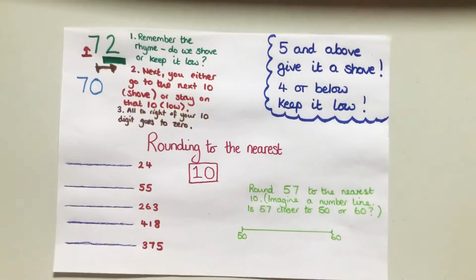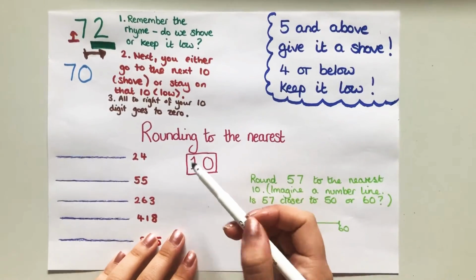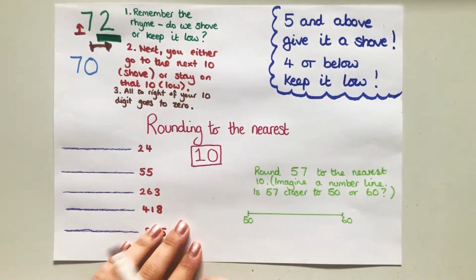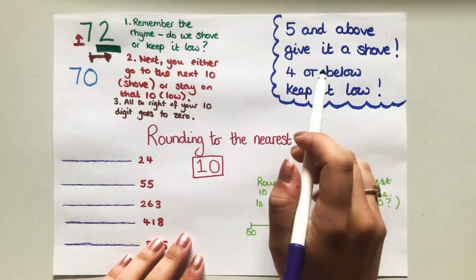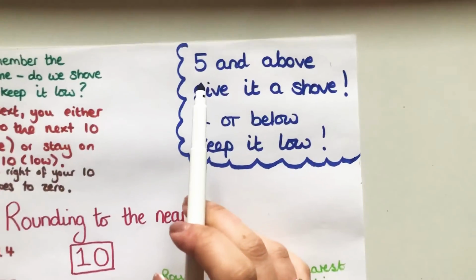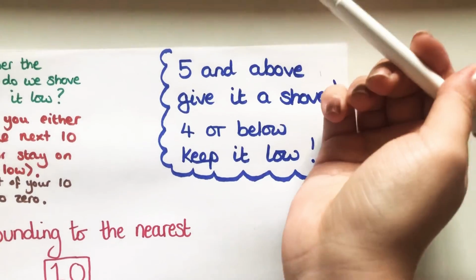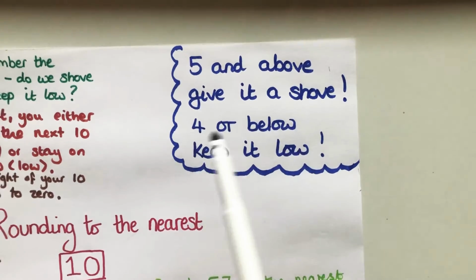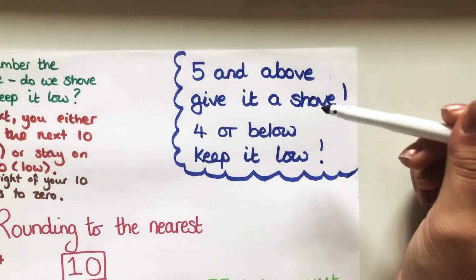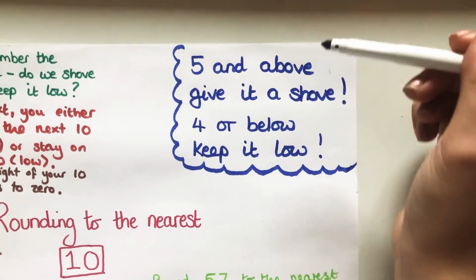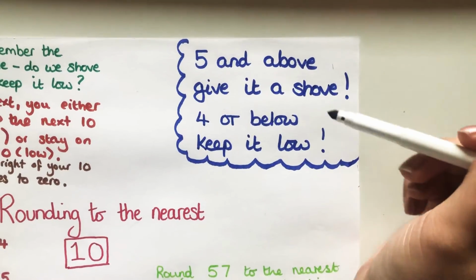I thought I'd do another maths video today, and today we are looking at rounding to the nearest 10. So rounding to the nearest 10. Now there are several ways to think about rounding, but I'm going to start off with the rhyme over here, which is 5 and above, give it a shove, and giving it a shove means it gets bigger. 4 or below, keep it low. That means your tens digit stays the same. So you have two choices. Either your tens digit moves up one, it gets one greater, or your tens digit stays the same.